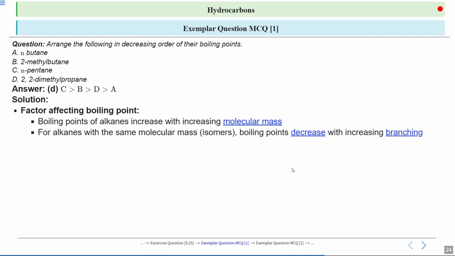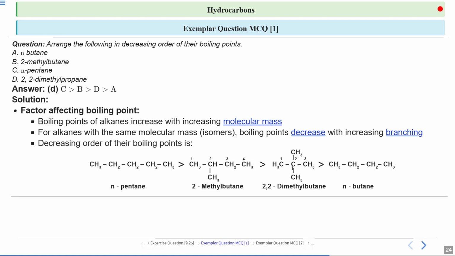Then, the second factor is branching. For alkanes with the same molecular mass, increased branching leads to a decrease in boiling point. This happens because branching reduces the surface area available for intermolecular interactions, weakening the van der Waals forces. So with these factors in mind, we can now determine the order of boiling point.